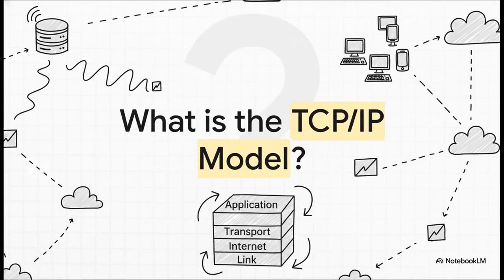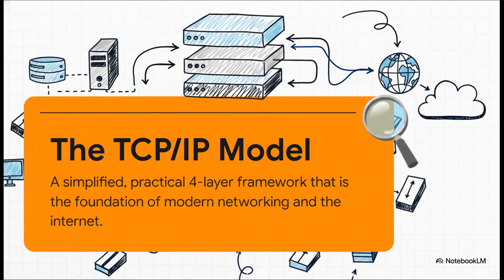Excellent explanation. So, if the OSI model is this perfect theoretical guide, what about the model that actually runs the internet today? What is the TCP/IP model? Exactly. The TCP/IP model is the workhorse. If OSI is the detailed textbook, TCP/IP is the practical, field-tested guide we actually use. It's much more streamlined, with just 4 layers instead of 7. This isn't just theory. This is the foundation of the modern internet. It's literally what's making this communication possible right now.